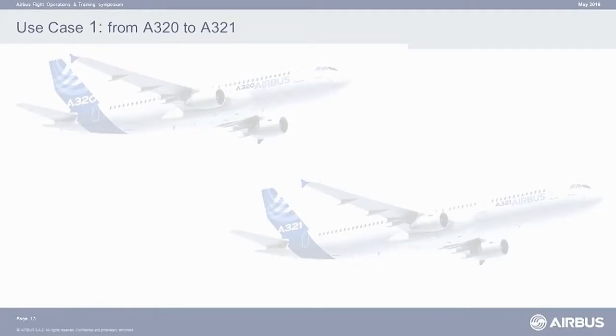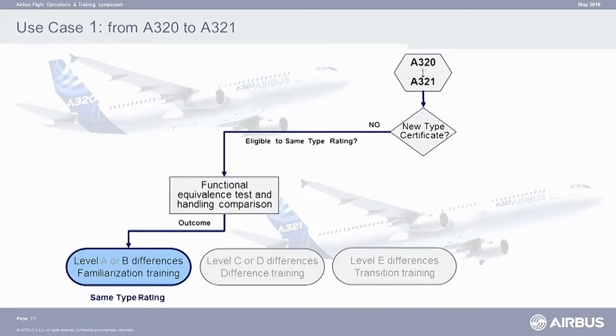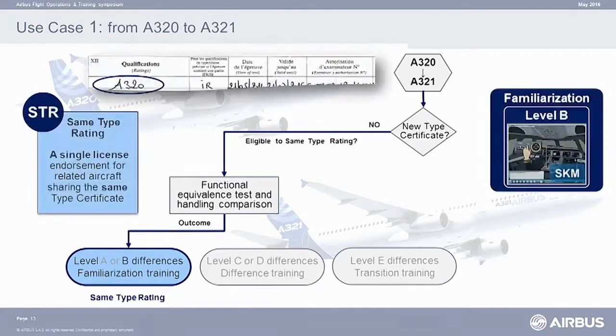Case number 1, from the A320 to the A321. When we run the full process, we are able at the end to demonstrate that the differences are no more than a level B. Level B means familiarization training. And as we have the same type certificates between the A320 and the A321, we can apply for a same type rating. In this case, we're going to have 1 entry on the license, A320. Level B means familiarization training, for instance, a system knowledge module as a media for the training.